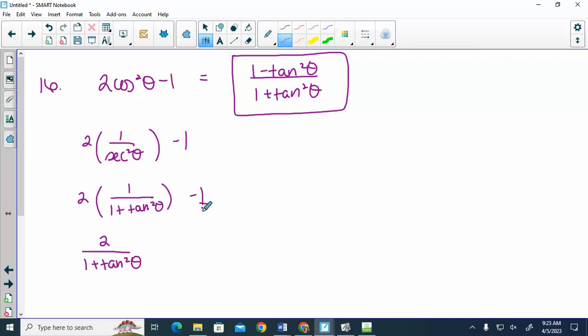This is like a 1 over 1. If we want to add or subtract these fractions, and we know we need to because we only want one fraction at the end, we need a common denominator. So you have to take this times 1 plus tangent squared theta on top and bottom.